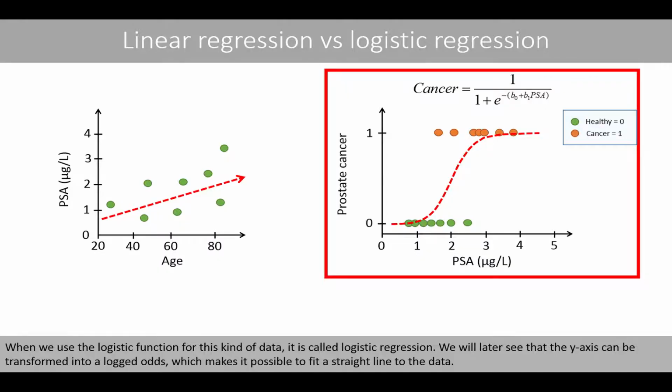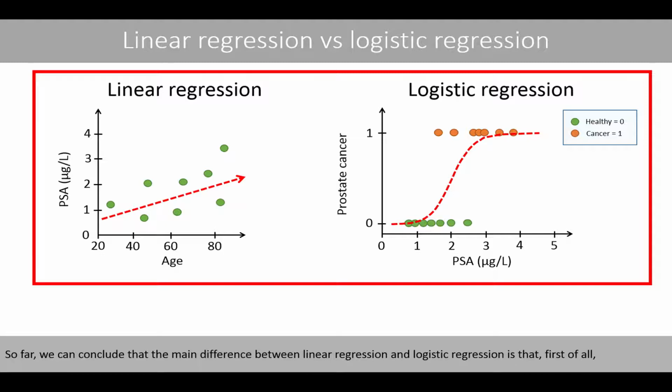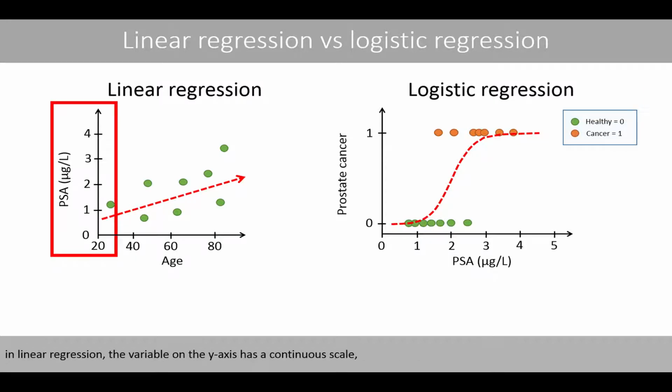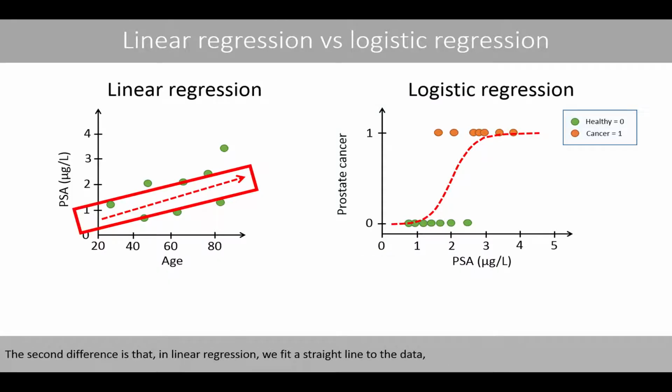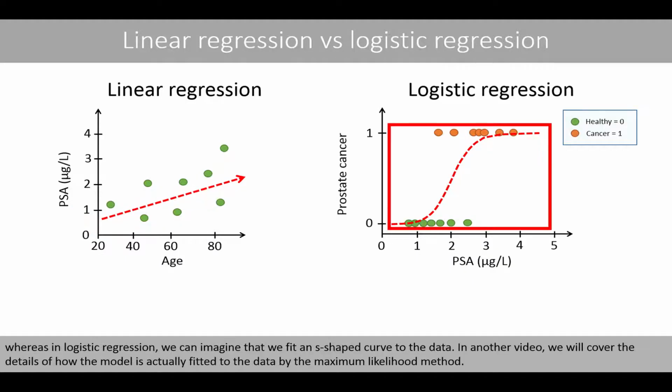line to the data. So far, we can conclude that the main difference between linear regression and logistic regression is that, first of all, in linear regression, the variable on the y-axis has a continuous scale, whereas in logistic regression, the variable on the y-axis has a nominal scale with only 2 categories. The second difference is that in linear regression, we fit the straight line to the data, whereas in logistic regression, we can imagine that we fit an S-shaped curve to the data. In another video, we'll cover the details of how the model is actually fitted to the data by the maximum likelihood method.